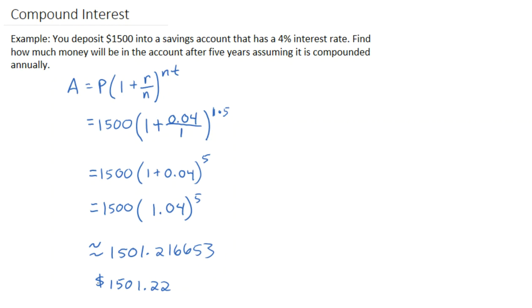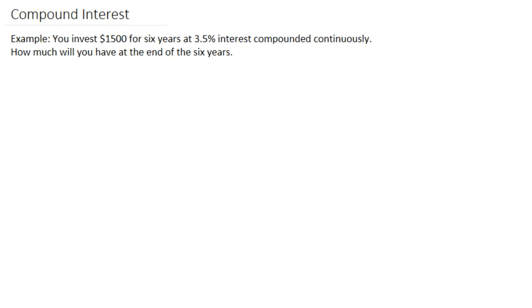Now we're going to do one for compounded continuously. All right, here's a nice compounded continuously example. You invest $1,500 for 6 years at 3.5% interest compounded continuously. How much will you have at the end of 6 years? So again, anytime you have compounded continuously, it'll use that word, and that'll tell you to use the continuous formula. If it doesn't use the word compounded continuously, then you're using the periodic formula.